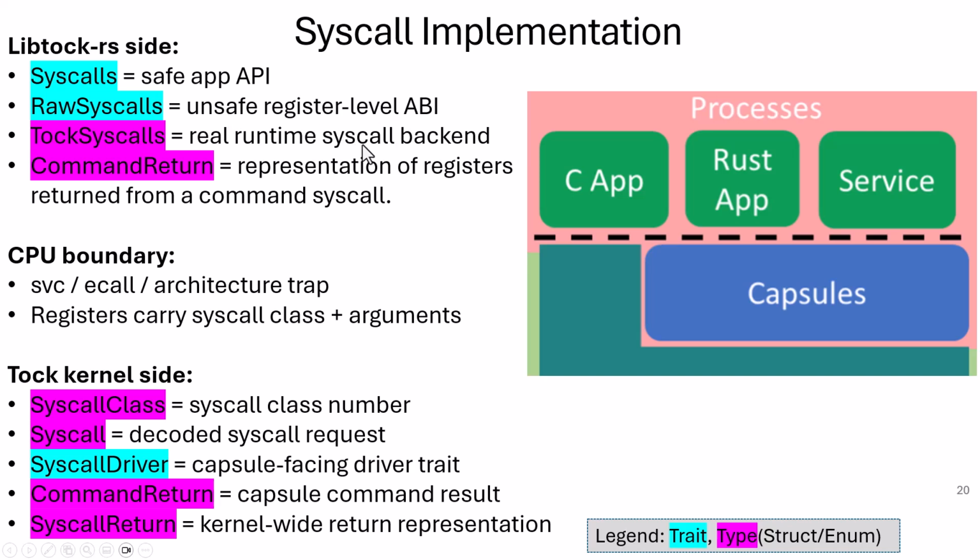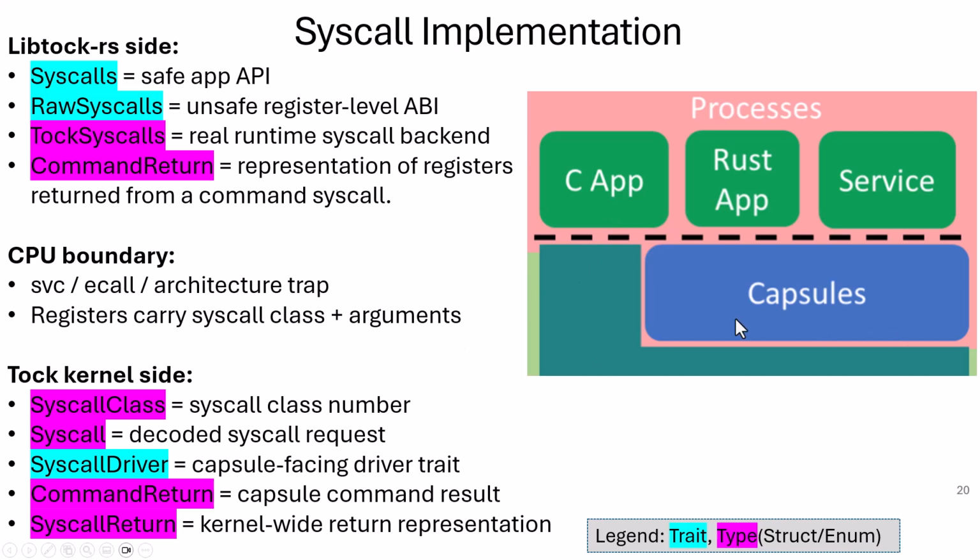The data structures involved would be for the actual calling, the Tock syscalls, and also for when there is the return of the command from the kernel that represents the registers. That would be the command return. You can look at these in libtock-rs to learn more. At this boundary layer, depending on whether it's an ARM architecture or a RISC-V architecture, different register types are filled, and then this information is passed across in the registers.